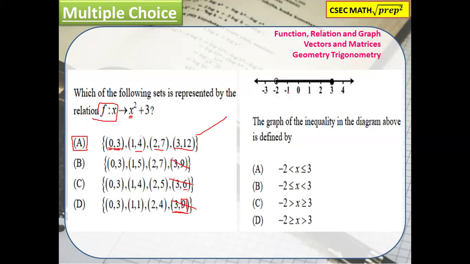This question on the right is something that we're very familiar with, right? The graph of the inequality in the diagram above is defined by which of these? First, this is shaded. That means it's inclusive, and it's going to be less than.